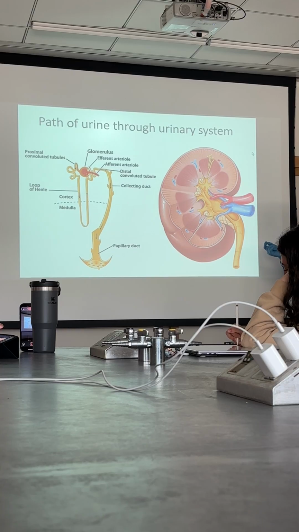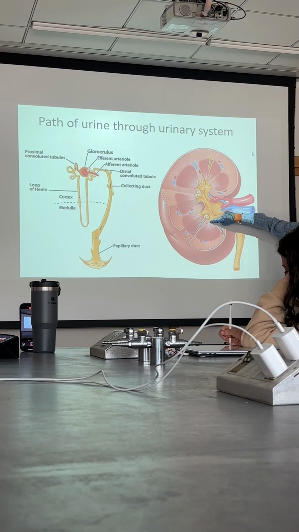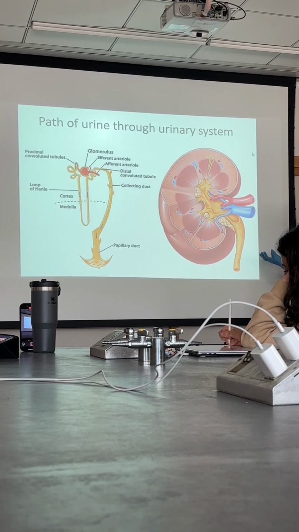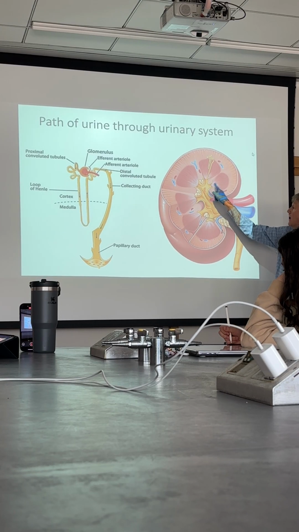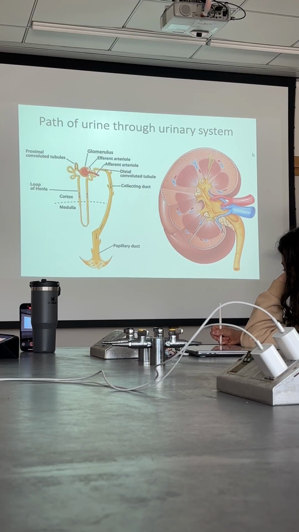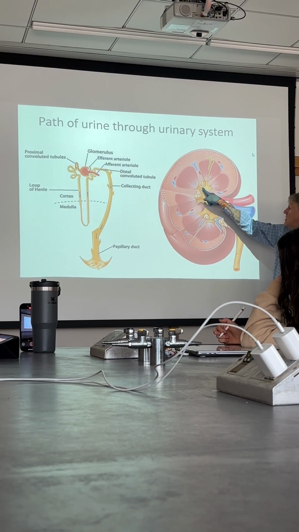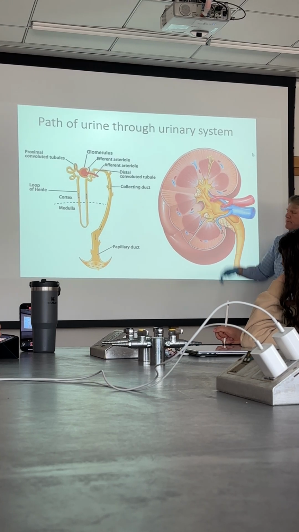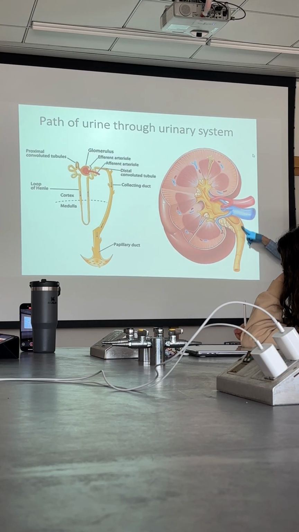The papilla is the tip of each pyramid. Switching over to this diagram, each of these is a pyramid, and at the tip of it is the papilla. The urine drips out of the papilla and gets caught by a minor calyx. Each one of these you see here is a minor calyx. Sometimes the minor calyces dump right into the renal pelvis, like these do. Other times, two or more minor calyces combine to form a major calyx, which then dumps into the renal pelvis. Anyway, all the urine eventually gets dumped into the renal pelvis, and then the ureter carries it away.